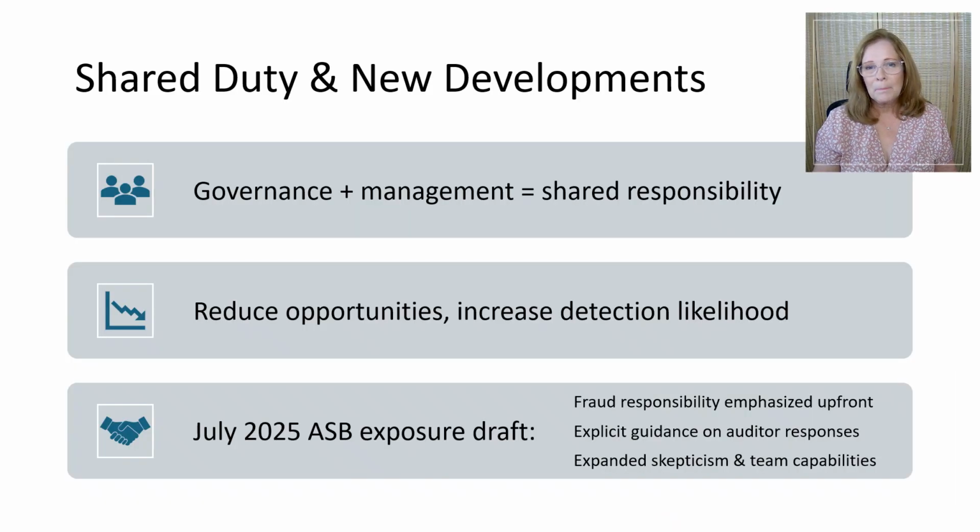To be clear, the company, governance, and management share the duty to prevent, detect, and deter fraud. AU-C 240 stresses cutting down chances for fraud while increasing the likelihood of catching it. But the standard is evolving. In July 2025, the ASB issued an exposure draft of a new SAS to replace AU-C 240. It puts auditor fraud responsibility front and center, gives more explicit guidance on responses when fraud is identified, and strengthens expectations for professional skepticism and audit team skills.